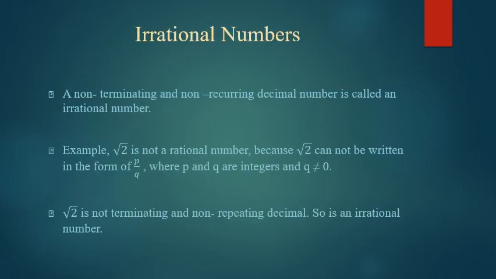Now irrational numbers. What are irrational numbers? Irrational numbers are non-terminating and non-recurring decimals, or we can say they are decimals which are non-terminating and non-repeating. They are said to be irrational numbers. Examples: root 2 is not a rational number. Why? Because root 2 cannot be written in the form of p by q, where p and q are integers and q is not equal to 0. And the second thing is that root 2 is a non-terminating and non-repeating decimal, so it is an irrational number.